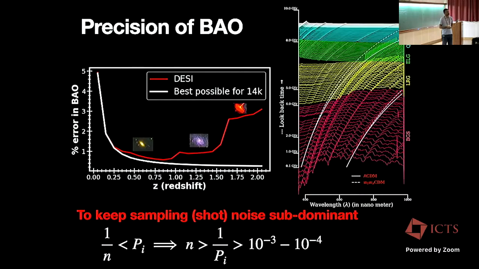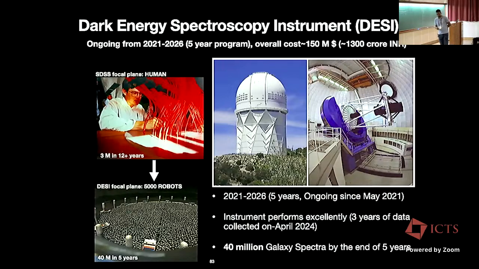Okay, so now you have some understanding of how we go about thinking about optimizing surveys like BAO. I've mentioned DESI so many times, but I haven't really told you what DESI looks like. So let's just do that quickly, and I'm also running out of time.